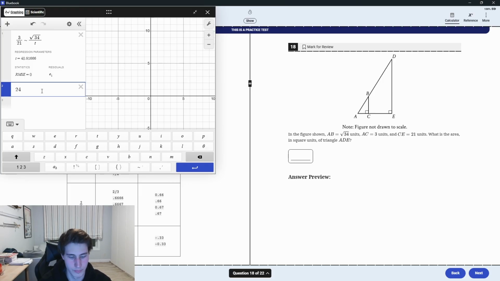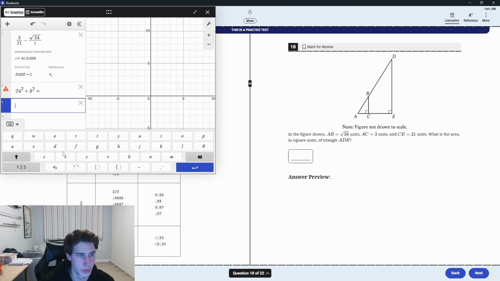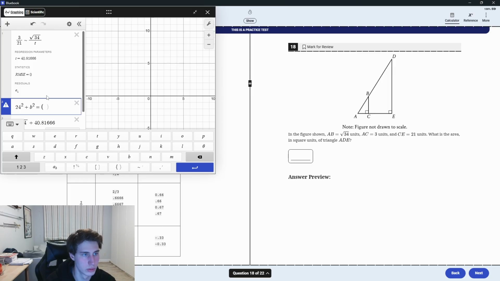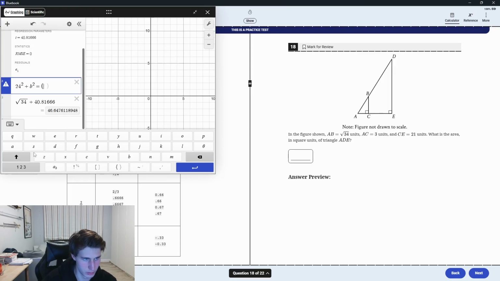So it's 24 squared plus B squared equals C squared. In this case, our C is AB plus BD. So 34. So we'll do square root 34 plus 40.81666. Where's the square root? Yeah, square root 34 plus 40.81666. Or in this case, if you want, you could write T instead of the 40.